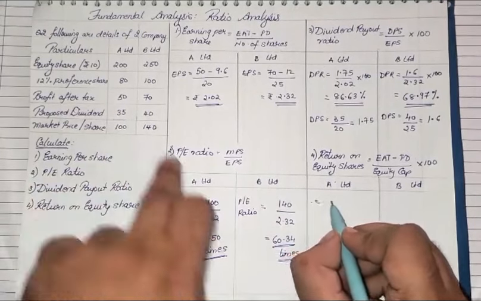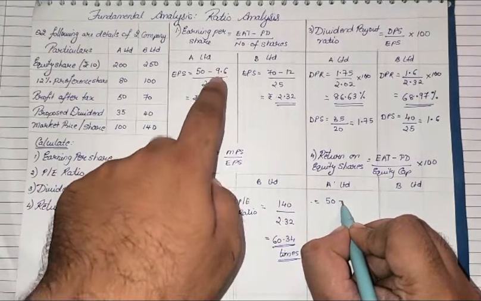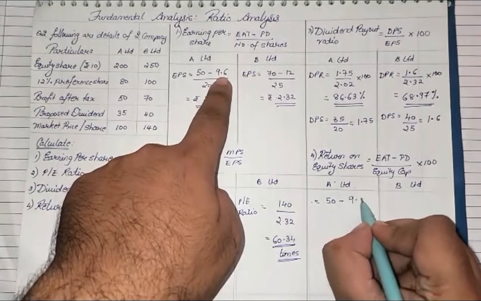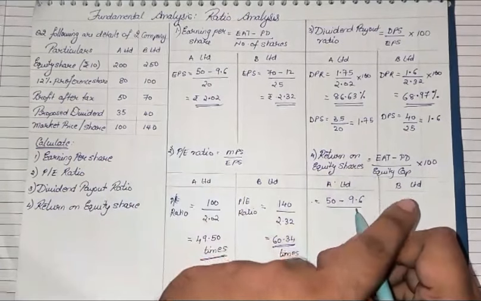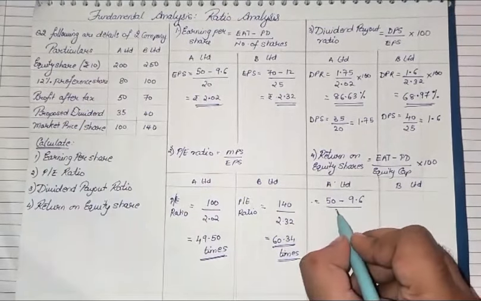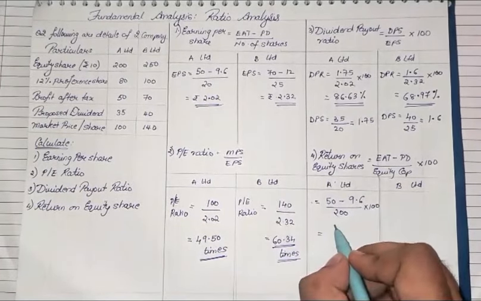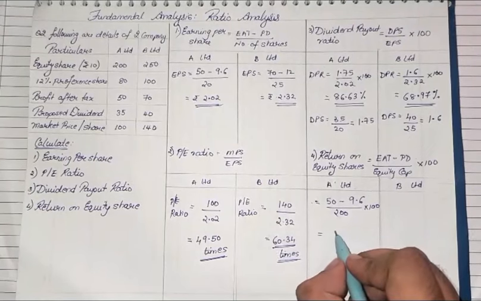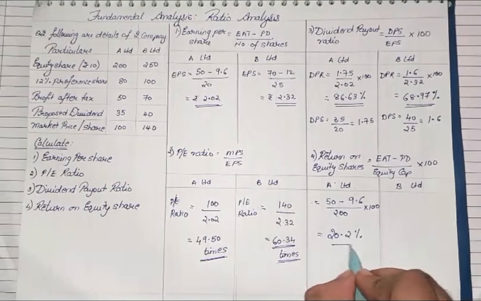Earning after tax, they've already given us 50. Preference dividend, we have already found PD here, which was 9.6, upon total equity capital. Now equity capital here was 200 into 100. So when you subtract, divide and multiply, the value of return on equity share you would have got is 20.2%.